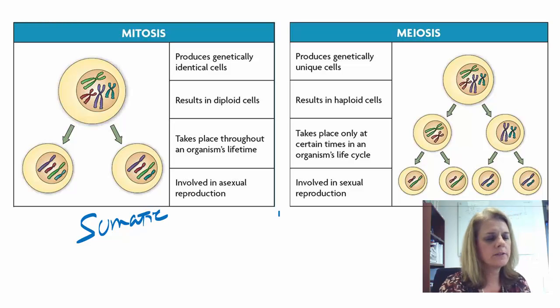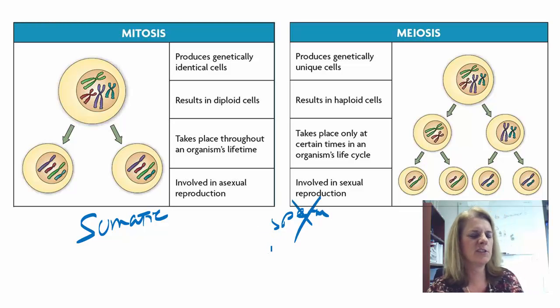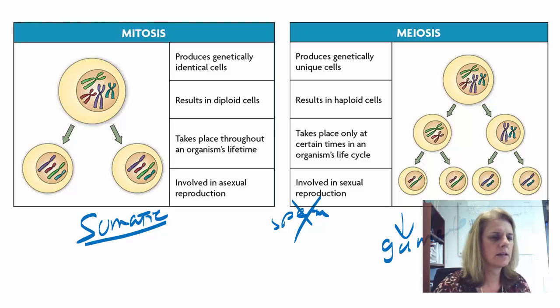Okay. It also happens in sperm formation, but not to confuse the issue right now, we'll talk about that later. Meiosis is how we make the egg and sperm. Okay, so this is for gametes. Okay, and this is for somatic cells.